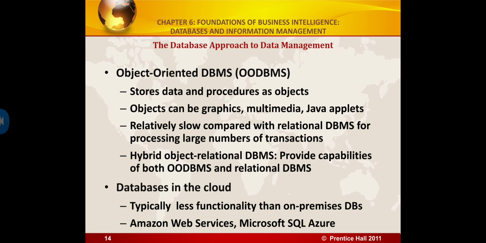The object-oriented DBMS or OODBMS can store data and procedures as objects. Objects can be graphics, multimedia, Java applets, which is relatively slow compared with relational DBMS for processing large numbers of transactions. It also includes hybrid object-relational DBMS, providing capabilities of both OODBMS and relational DBMS.